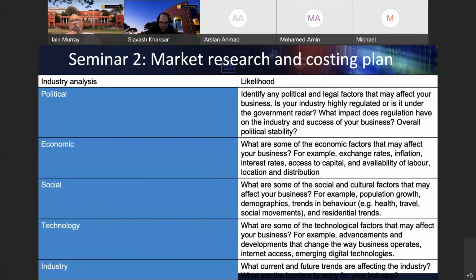And of course, probably one of the most critical ones is the industry. What are the current and future trends that are going to affect that industry? I mentioned in Australia, we're very much a mining and agriculture country. In fact, we're slowly digging up the entire nation and shipping it off to other countries a boatload at a time.